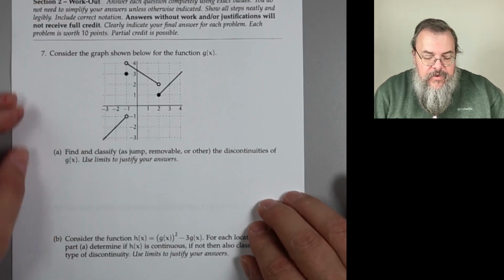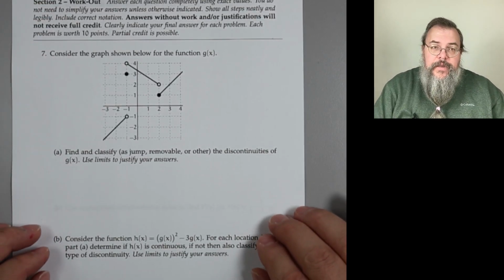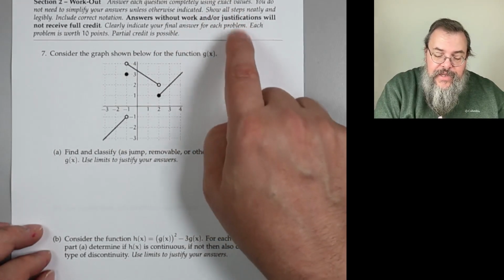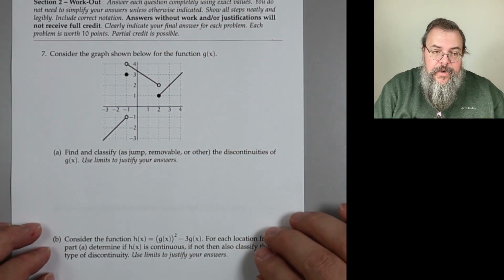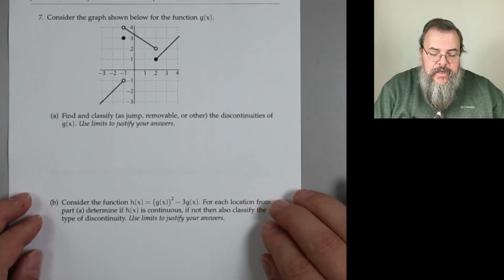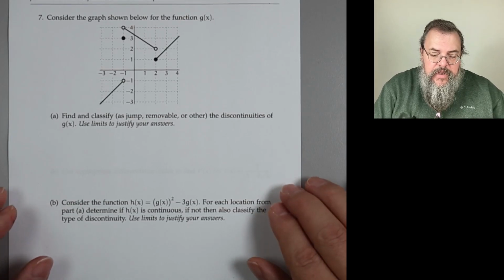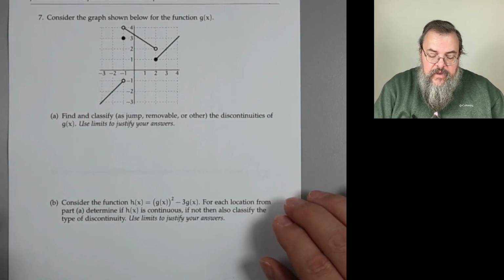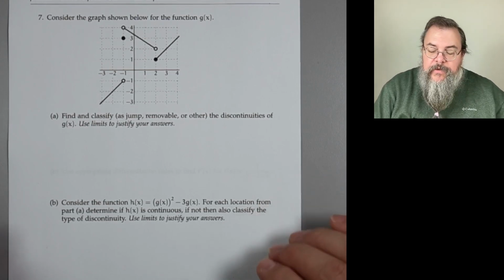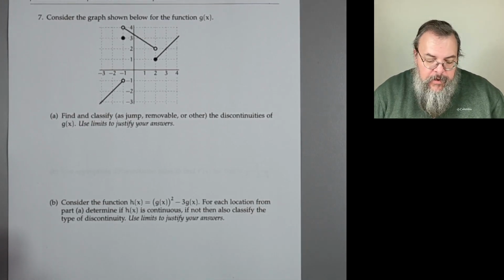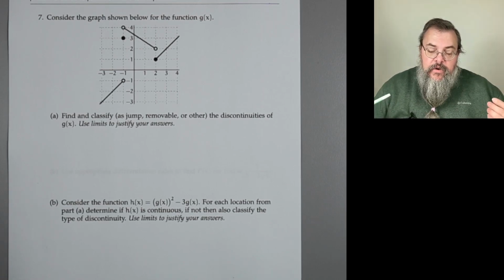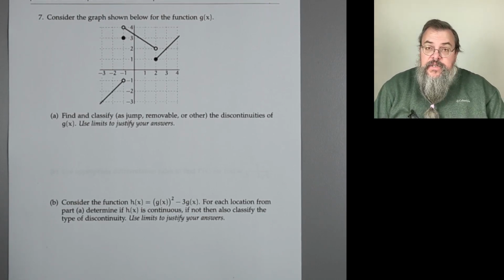And we have some instructions, but basically the important thing is we've got to show work. We've got to show justification. So we've got to do the work. Okay, number 7. Consider the graph below shown for the function g of x. Okay, that's a nice graph. What do we need? Part A, find and classify as jump, removable, or other the discontinuities of g of x.